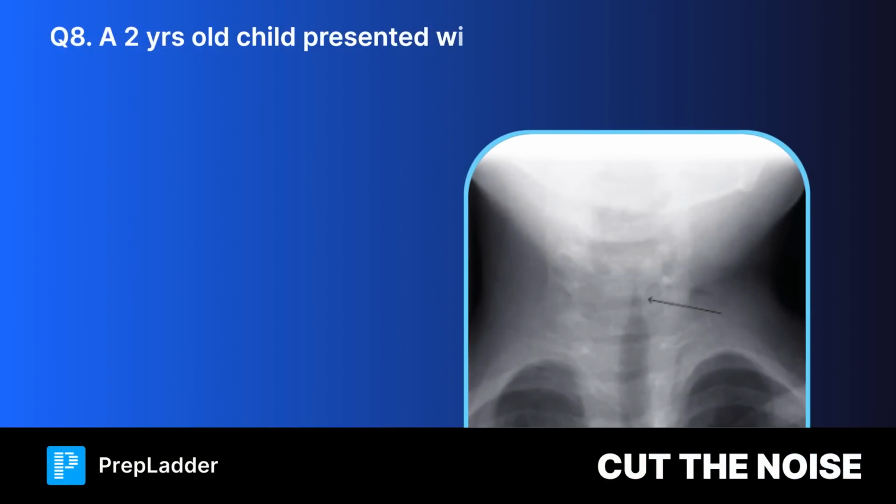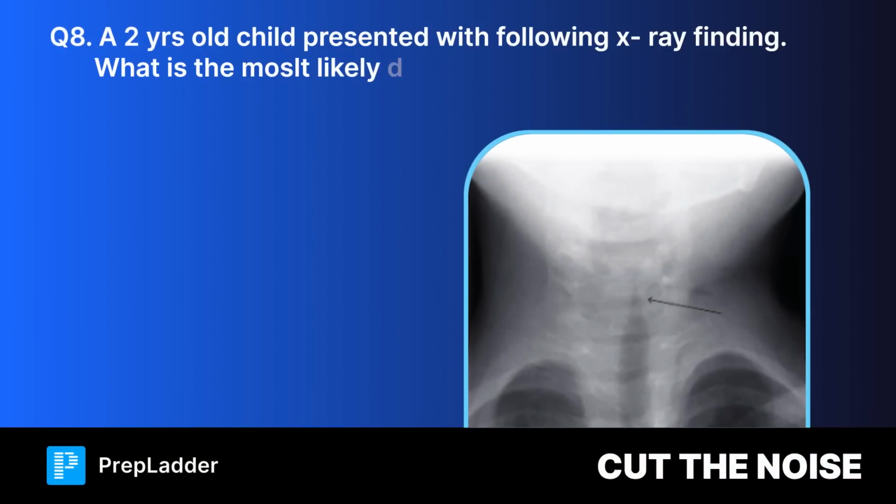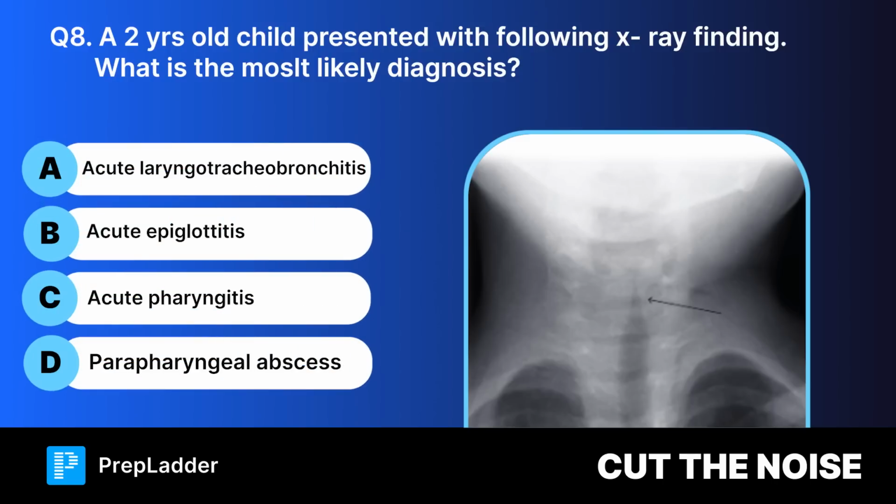Question 8. A 2-year-old child presented with following X-ray finding. What is the most likely diagnosis? Your options are. And the correct answer is acute laryngotracheobronchitis.